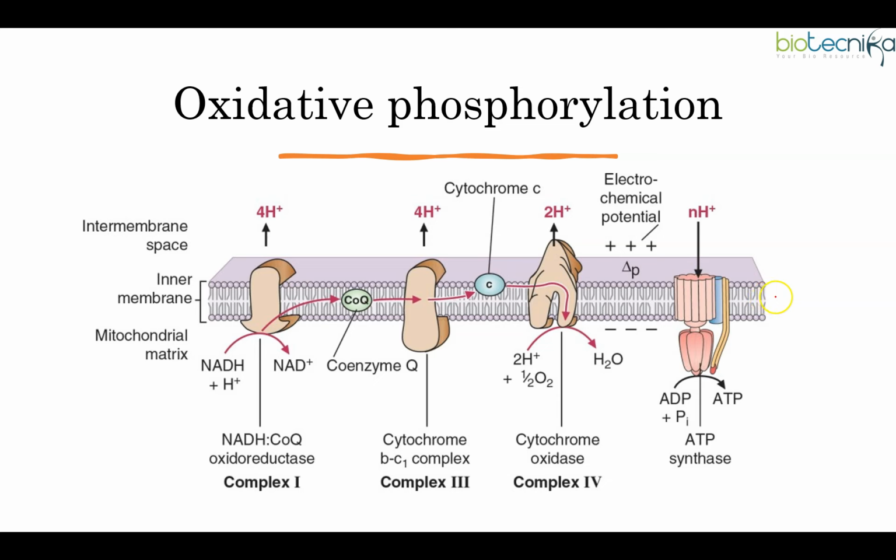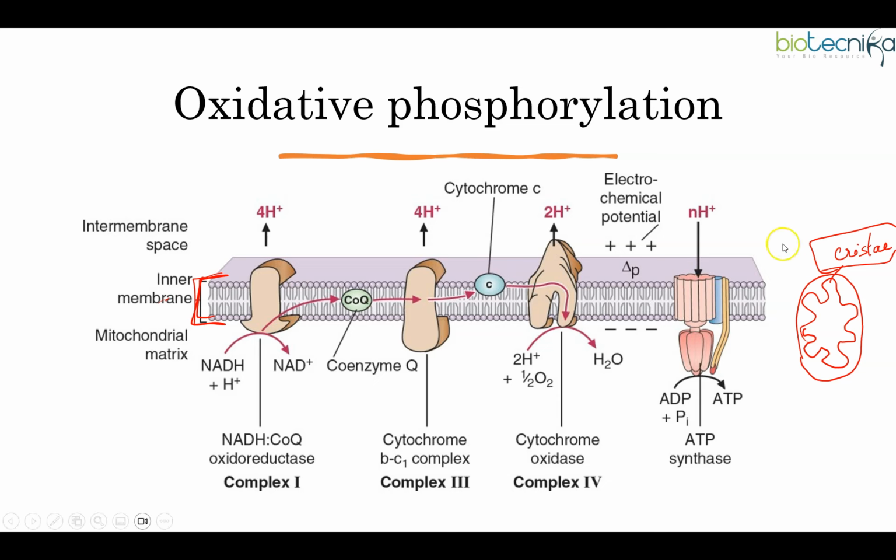Now this is the inner mitochondrial membrane. We know that the mitochondria is a double membrane structure, and the inner mitochondrial membrane is thrown into folds which are called cristae. The reason is that they want to increase the surface area so that they can accommodate more and more of these electron chain complexes. That's why the mitochondria is called the powerhouse of the cell, as it has many such electron chain complexes embedded in it.